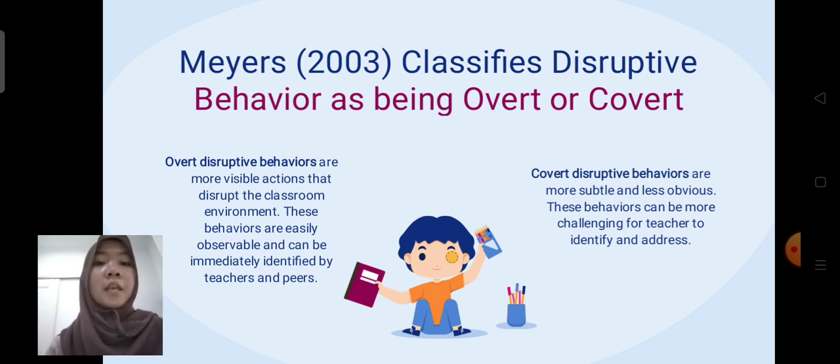Overt disruptive behaviors are more visible actions that disrupt the classroom environment. These behaviors are easily observable and can be immediately identified by teachers and peers, while covert disruptive behaviors are more subtle and less obvious. These behaviors can be more challenging for teachers to identify and address.